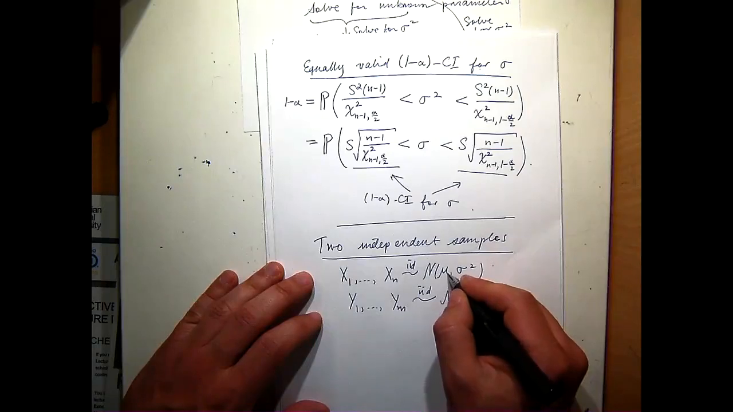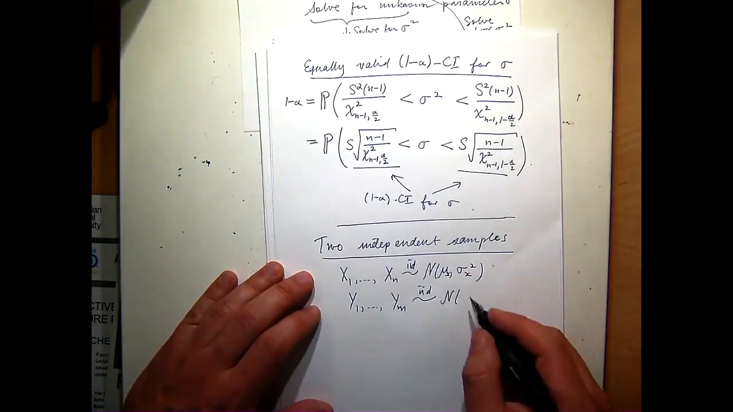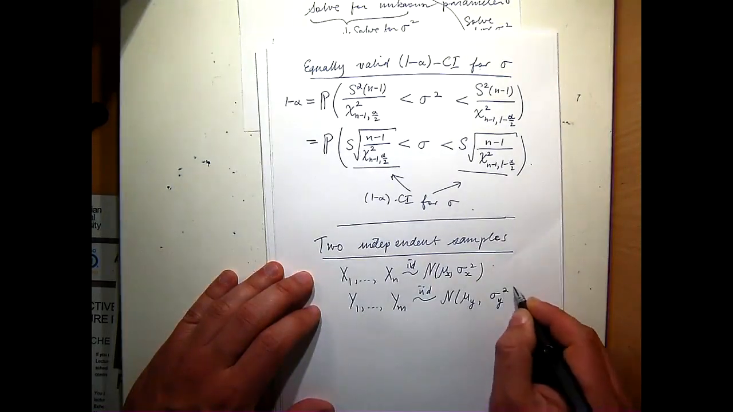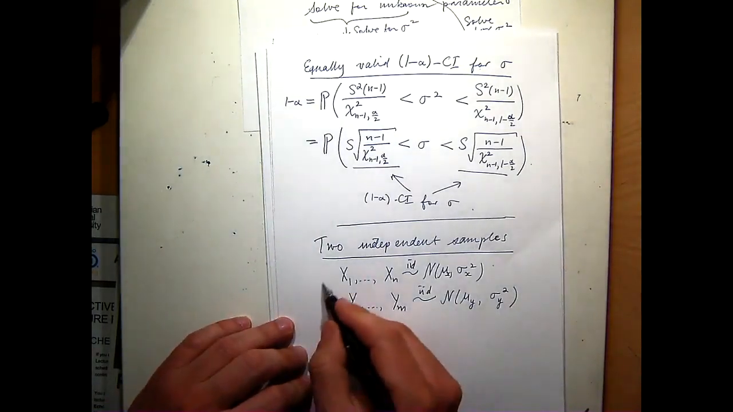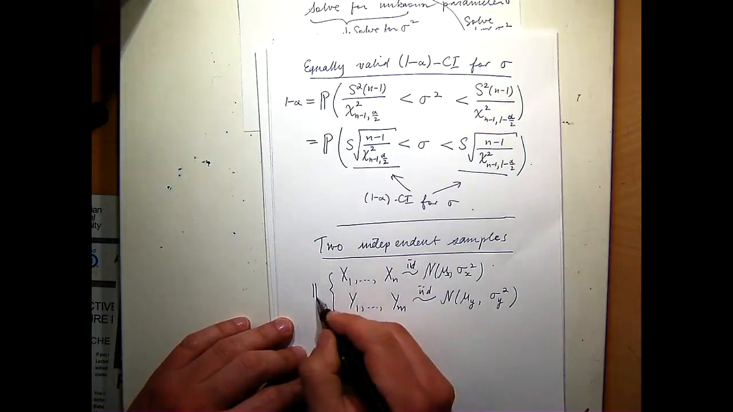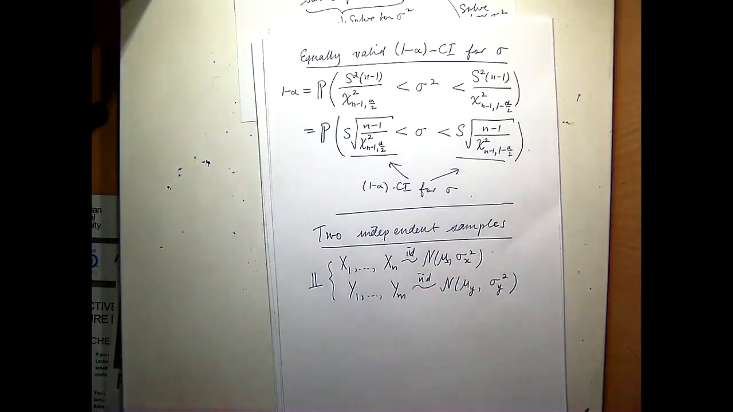I normally don't like subscripts, but here it seems sensible to have subscripts. Mu x, sigma x squared, and mu y, sigma y squared. So that's just to differentiate the two means and the two variances, which may be the same, they may be different. Because they're independent samples, everything in the x's is independent of everything in the y's.